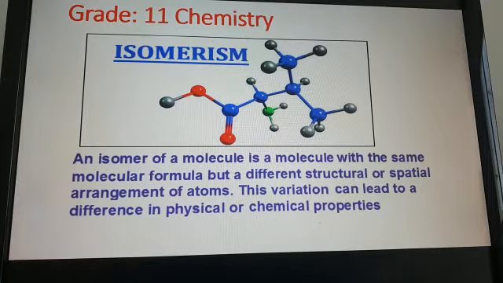We know that an isomer of a molecule is a molecule with the same molecular formula but a different structural or spatial arrangement of atoms. This variation can lead to a difference in physical or chemical properties. Isomerism is the property of two or more compounds, called isomers, that have the same molecular formula but a different arrangement of atoms and hence a different structural formula. This is called isomerism.